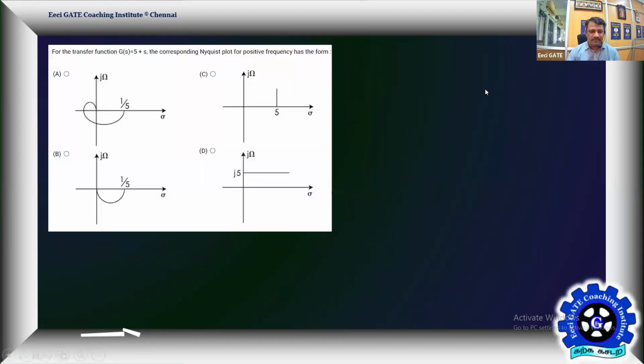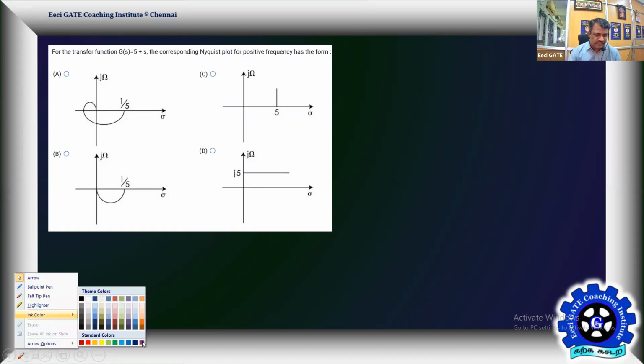Next problem from 2 marks. That's from control system. And probably this is also a copy paste from the gate paper. That's easy. So instantly you can get the answer.